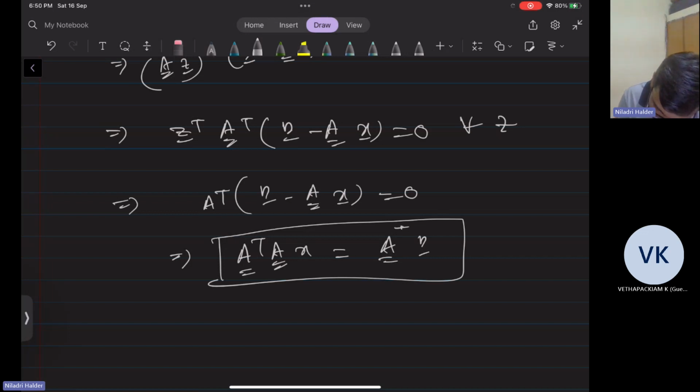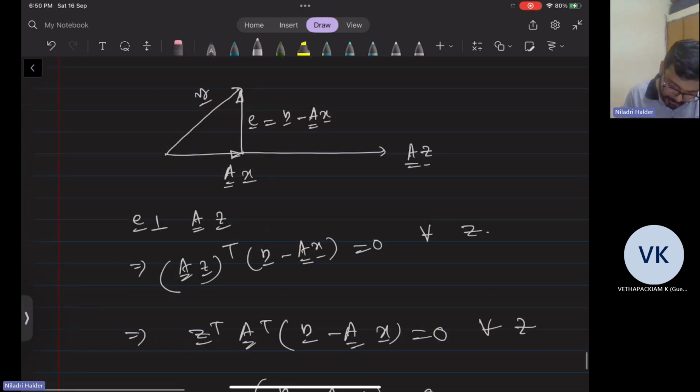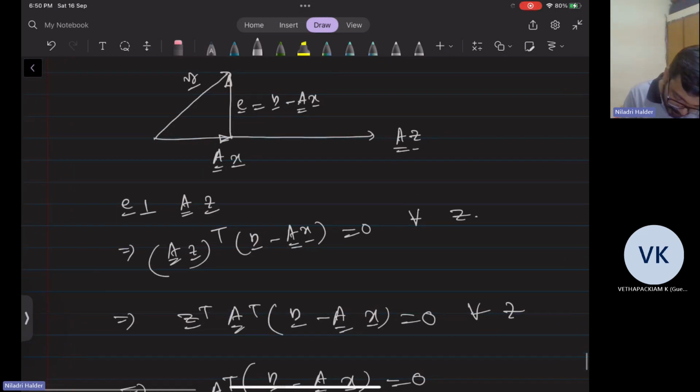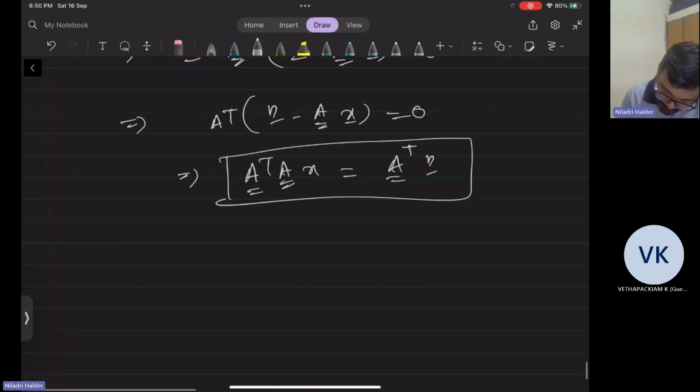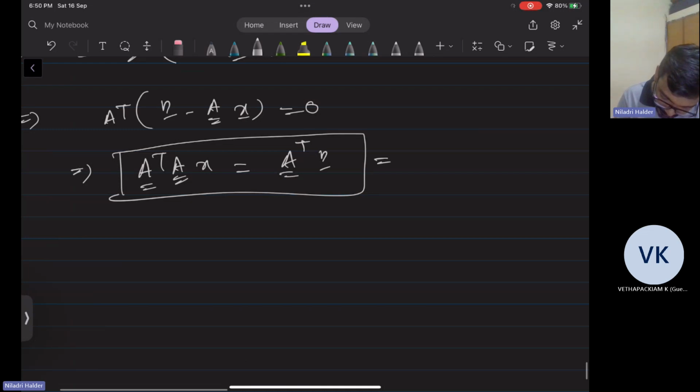So ultimately, using this error normality condition, we can also deduce the formula again. Okay, so these are normal equations.